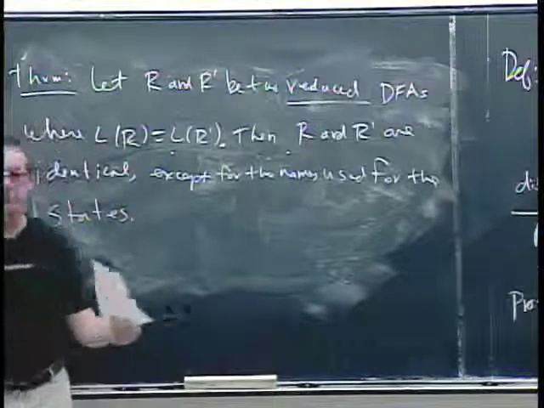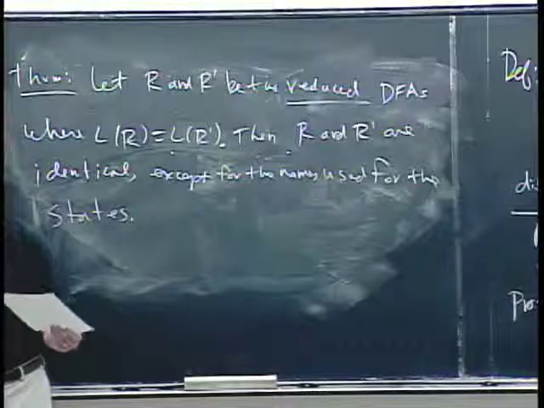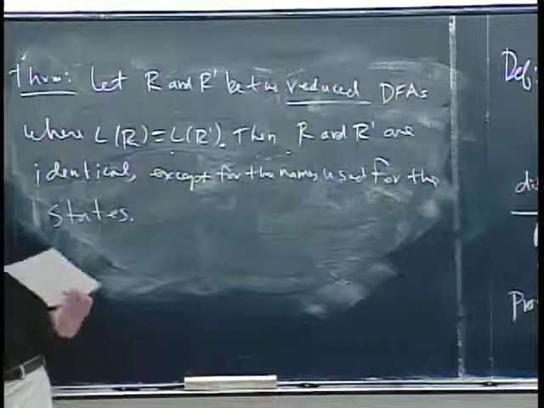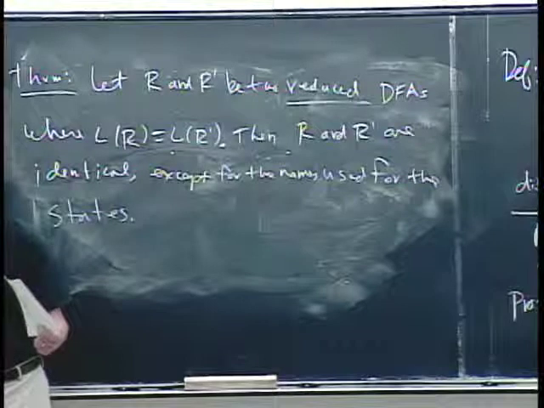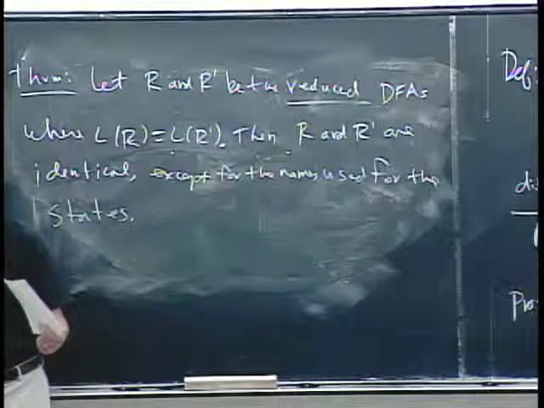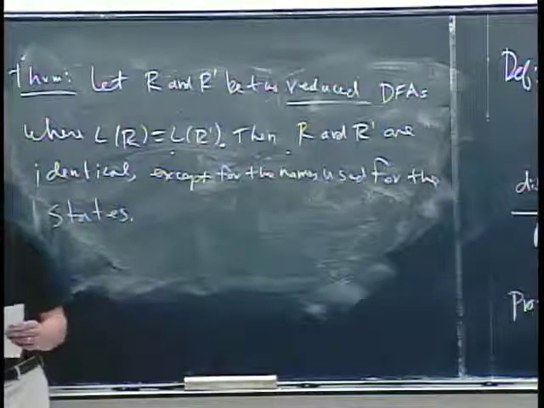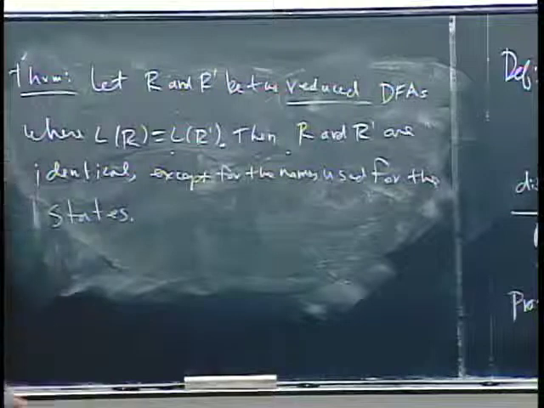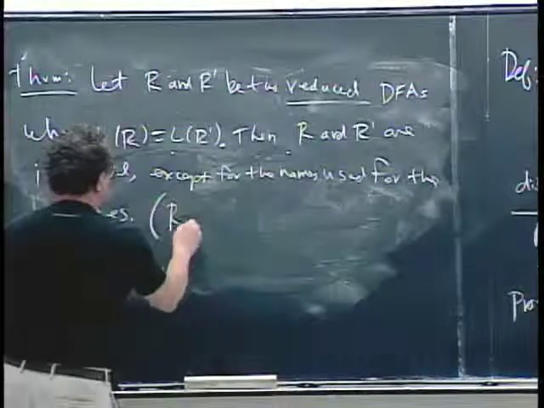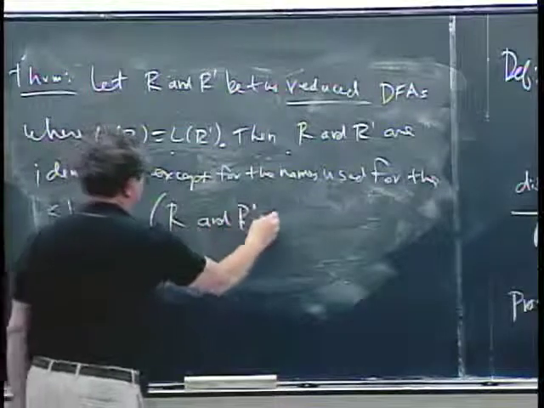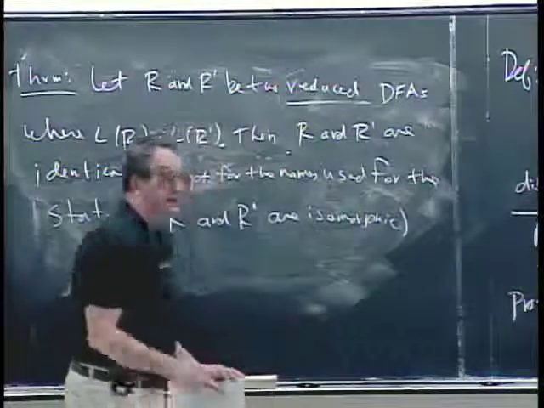Because you can take a DFA and then just rename all of its states. What was Q1, now you'll call Q7. What was Q7, you'll call Q13, whatever. You end up with something which looks the same as a digraph, as a directed graph. But the names of the states are different. But essentially, these are the same digraphs and the same DFAs. And there's a technical term for that: R and R prime are isomorphic. They're identical, even including the edge labels.